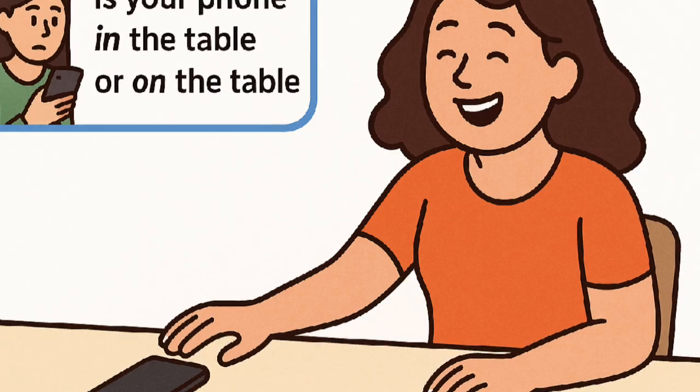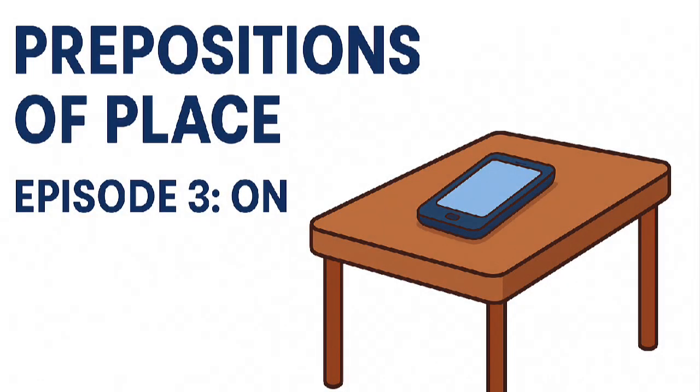Welcome back to the Prepositions of Place series. In the previous lessons, we learned that at is used for a specific point and in is used for something inside boundaries. Now it's time to explore on, which we use for surfaces, contact, and positions above something.